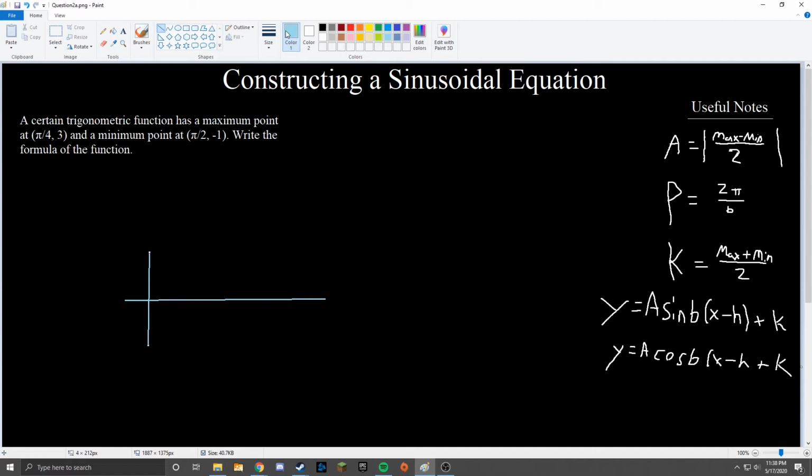We're going to want to label our points. So right here, we're going to have 3, and right here, we're going to have 1, and then we're going to want to have our pi over 4, and then our pi over 2. And now we're going to just add our little dots.